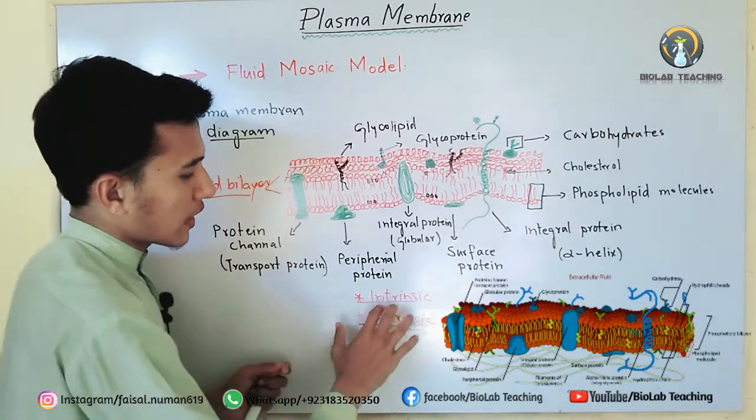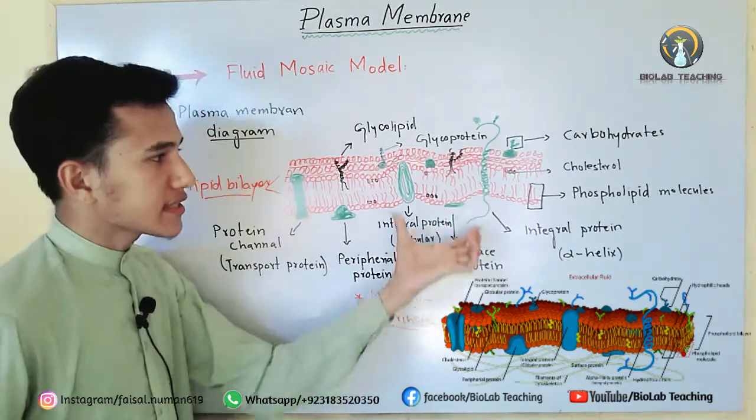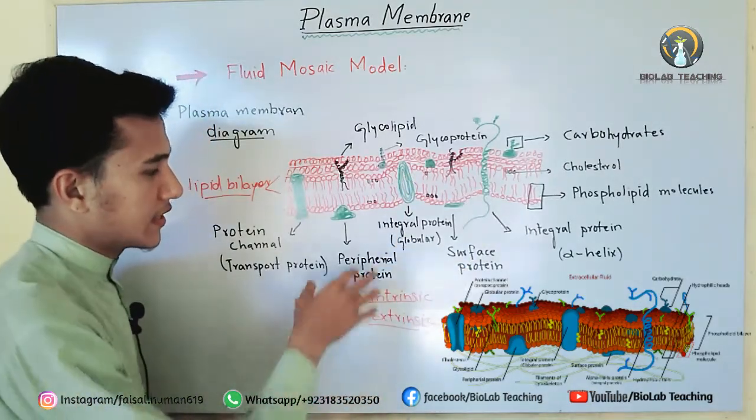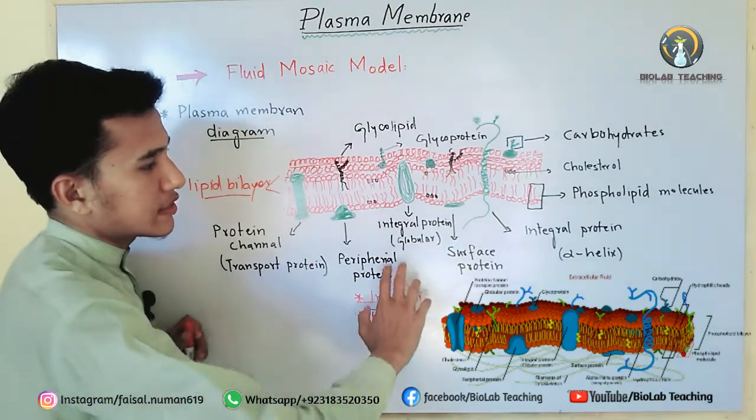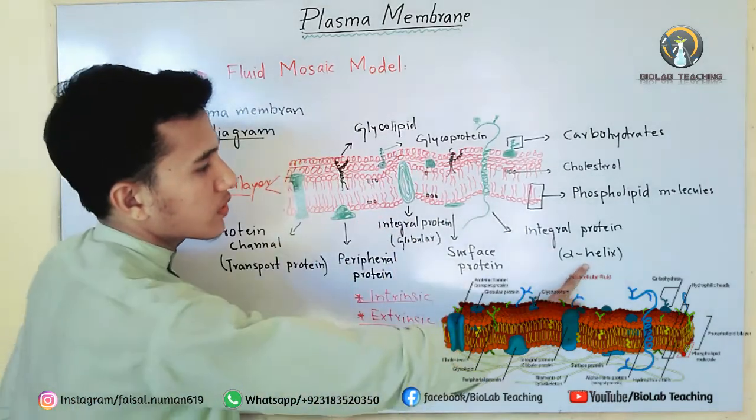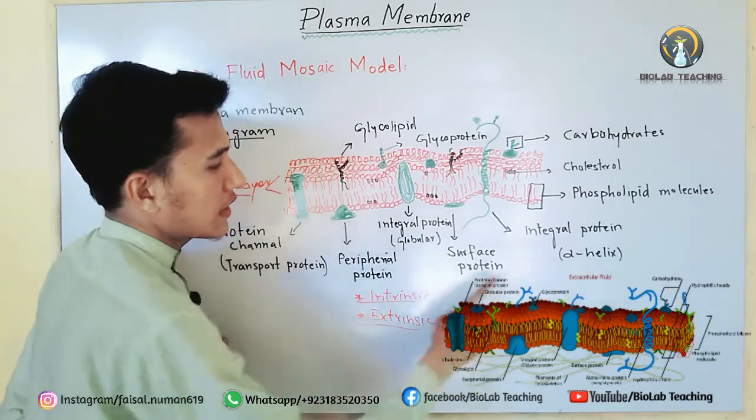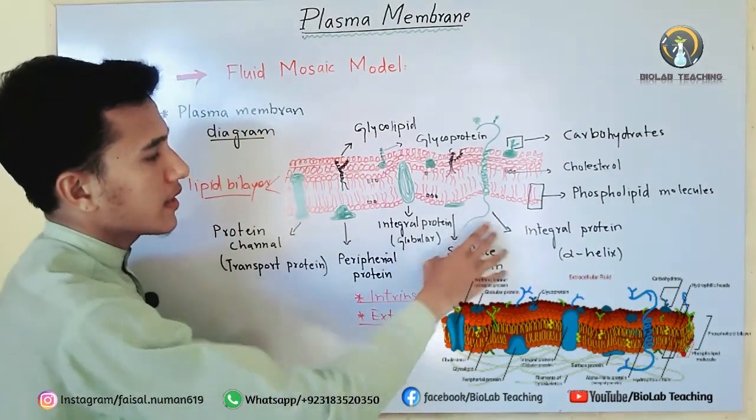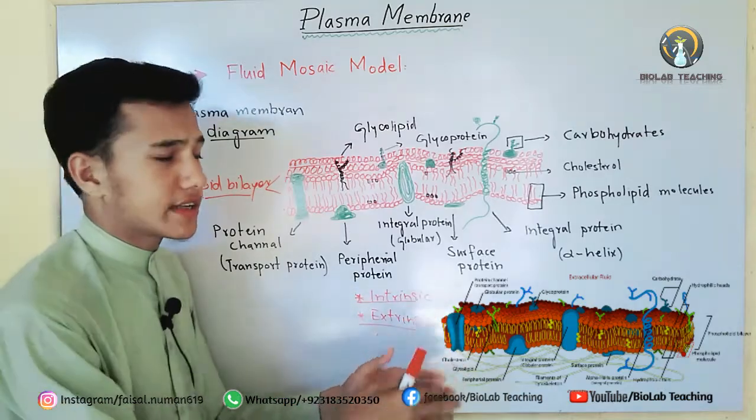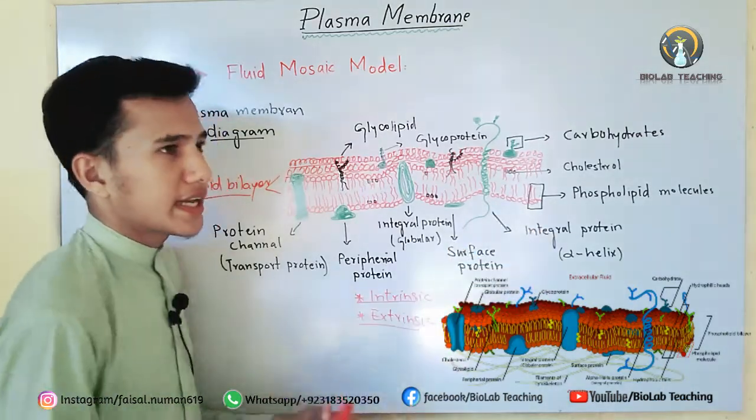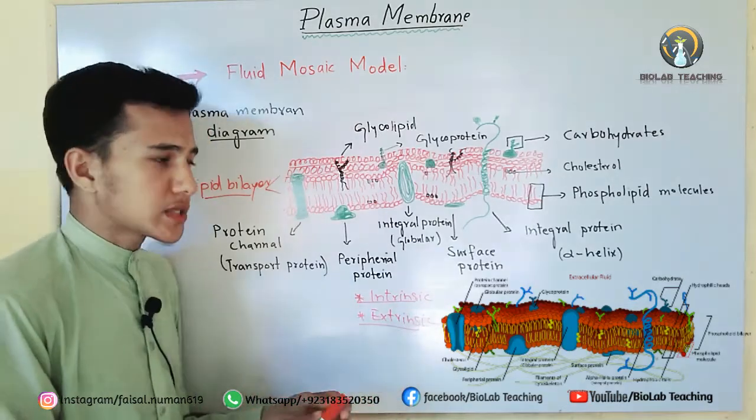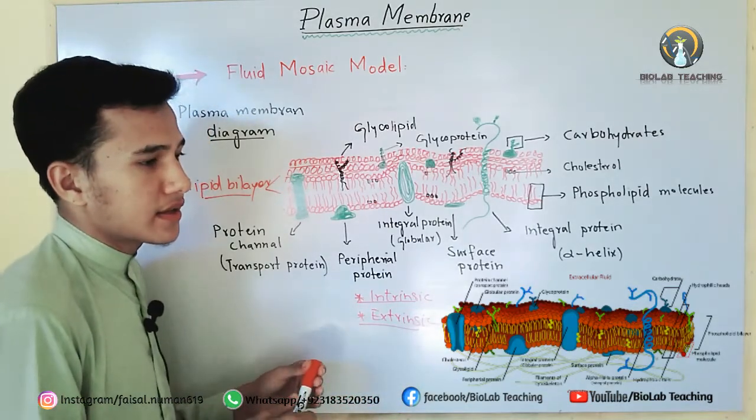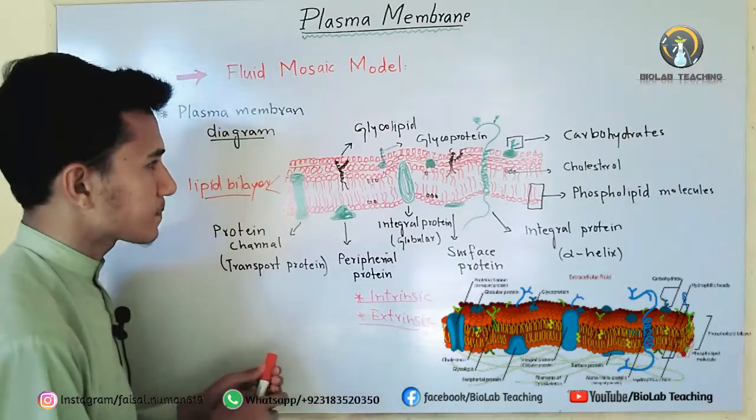And now we are going to talk about the integral protein, which is embedded in the lipid bilayer. There are two types of protein: the first is the alpha helix and the globular protein. The alpha helix and globular proteins are integral proteins. These integral proteins regulate osmosis, active transport, and also diffusion in the cells.